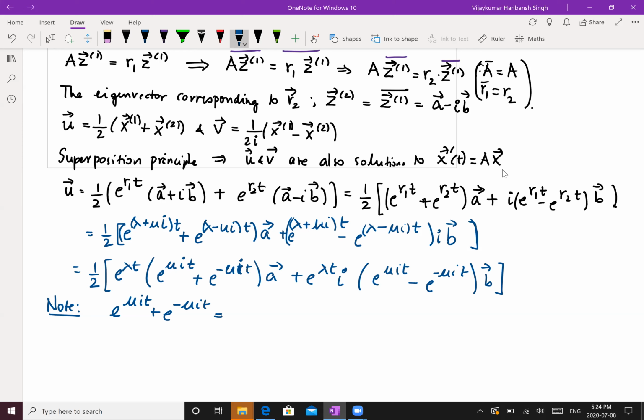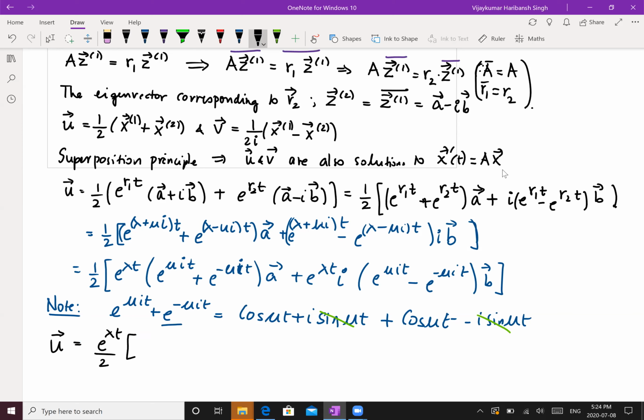So first of all, let's expand this. So this is going to be cos of mu t plus i sine mu t and plus e to the power minus mu i t, so the second part is going to be cos of mu t minus i sine mu t. Now these guys will cancel off, right? So this will simplify to e to the power lambda t common divided by 2.